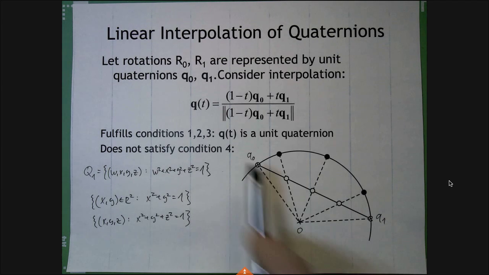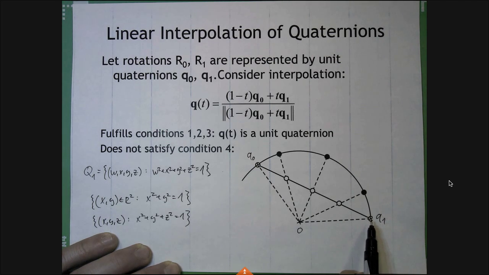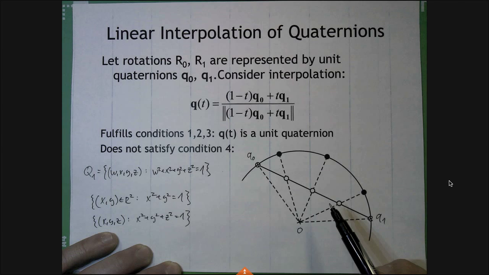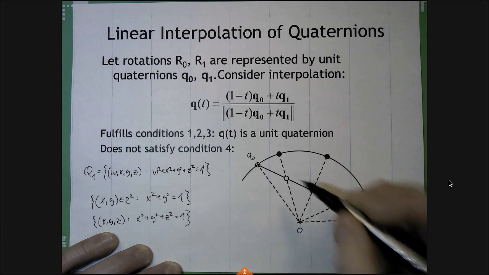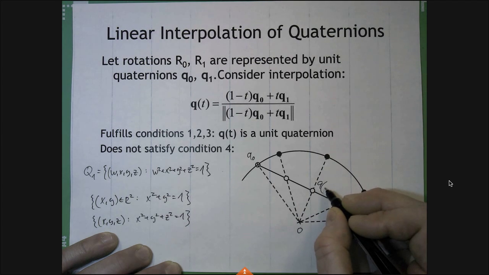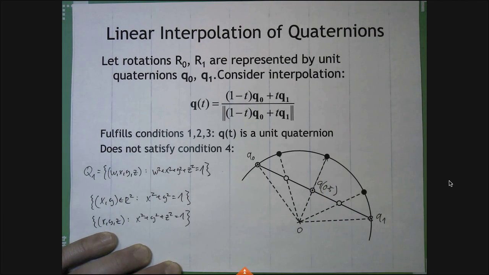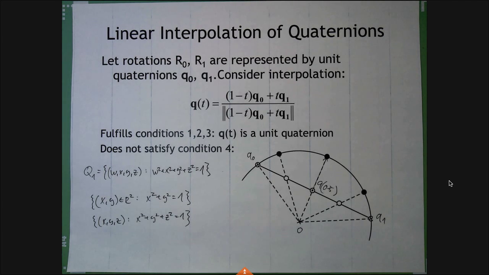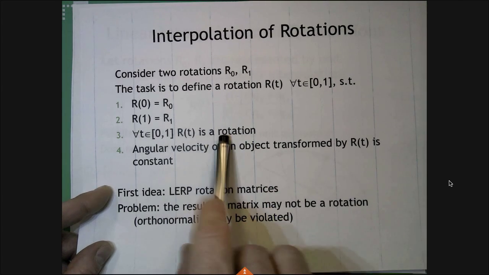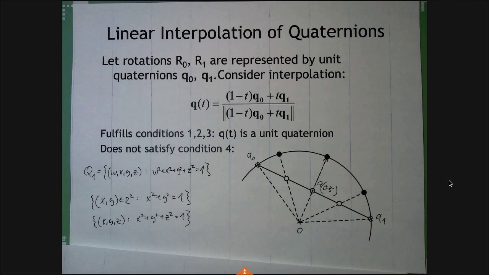Okay? And on the circle, what the linear interpolation of quaternions does, well, it just draws a line between Q0 and Q1, and this divide by the norm that just normalizes it, right? So for example, this would be my Q.5. That would be right here. And when I normalize it, I will project it back to the unit hypersphere, and I will get here. Okay? So you can see that this interpolation satisfies the first 3 properties. Now we indeed have a rotation because we normalized. We have a unit quaternion corresponds to rotation.